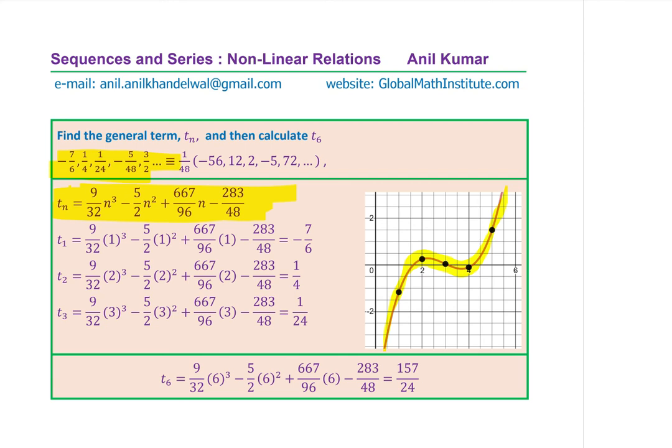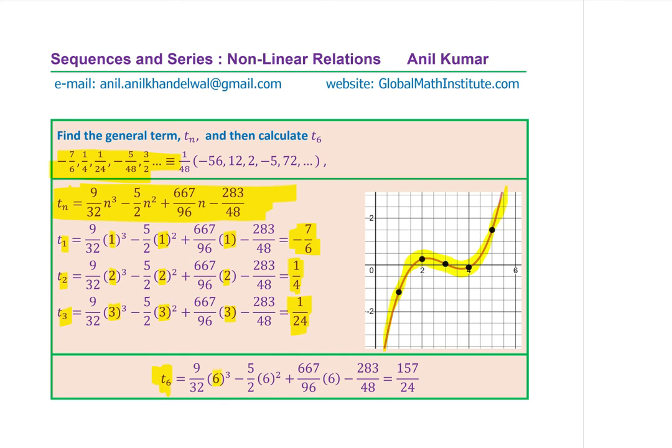You could also verify by substituting the value for finding T1, substitute 1 in the equation. And when you do that, you do get the first term, which is minus 7 over 6. If I substitute 2 in the given equation, in that case, I get the second term, which is 1 over 4. If I substitute 3, I get the third term, which is 1 over 24. Well, likewise, we expect all the terms to be calculated correctly with the help of the given formula, in this case, the cubic equation. So let us now find what is the sixth term.